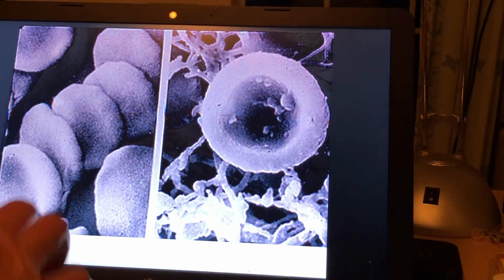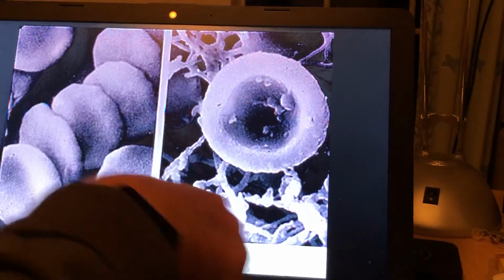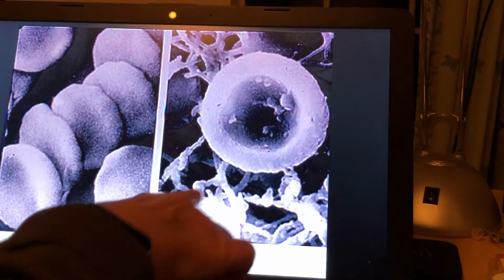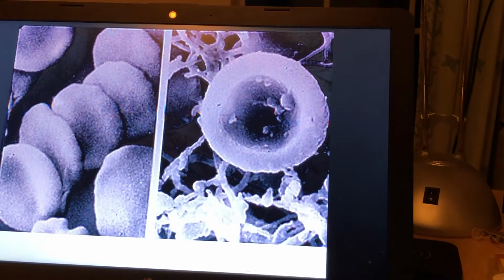And here again, more red blood cells. And this one's actually caught in a blood clot. We've got these fibres here. So somebody's maybe cut their finger, and we've started to get the clotting process underway, and we'll look at that later.